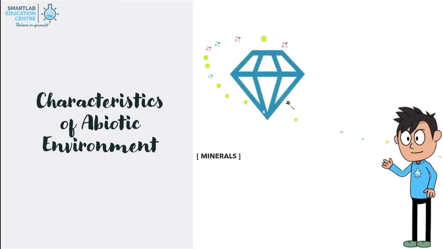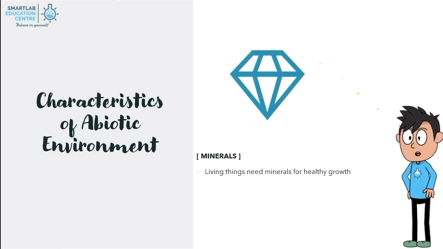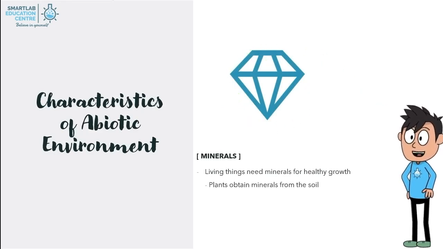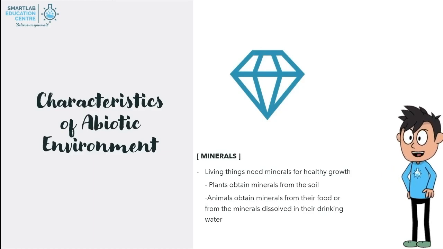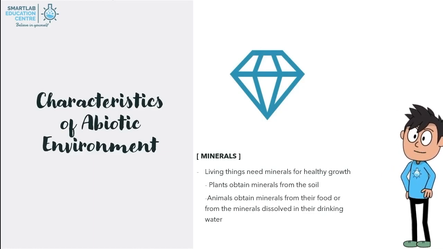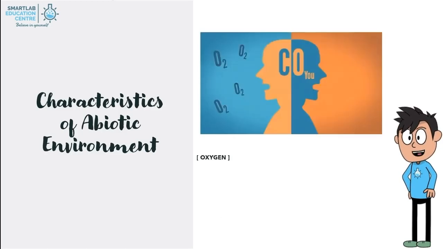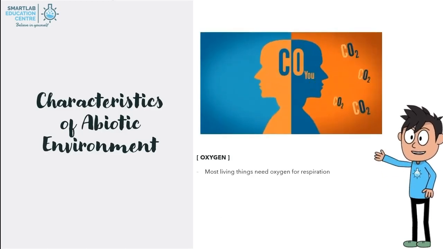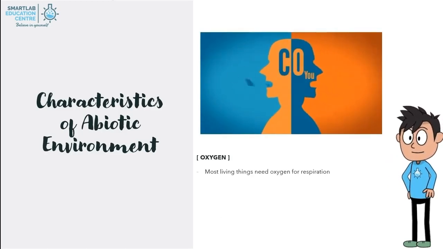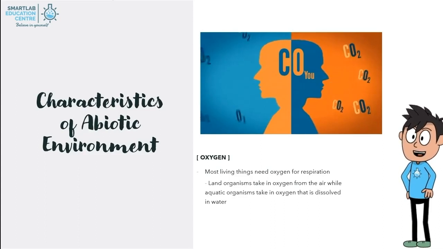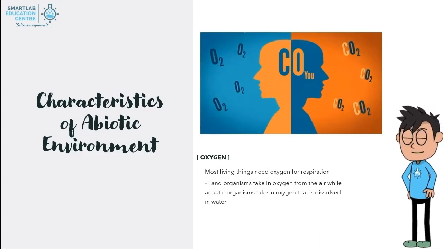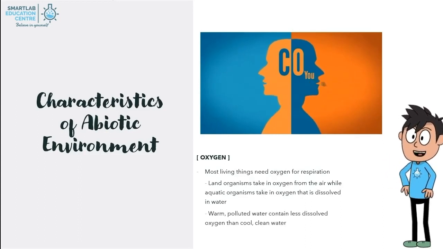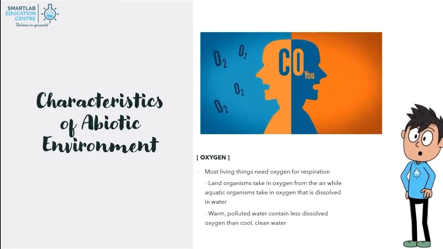Minerals. Living things need minerals for healthy growth. Plants obtain minerals from the soil. Animals obtain minerals from their food or from the minerals dissolved in their drinking water. Oxygen. Most living things need oxygen for respiration. Land organisms take in oxygen from the air while aquatic organisms take in oxygen that is dissolved in water. Warm, polluted water contains less dissolved oxygen than cool, clean water.